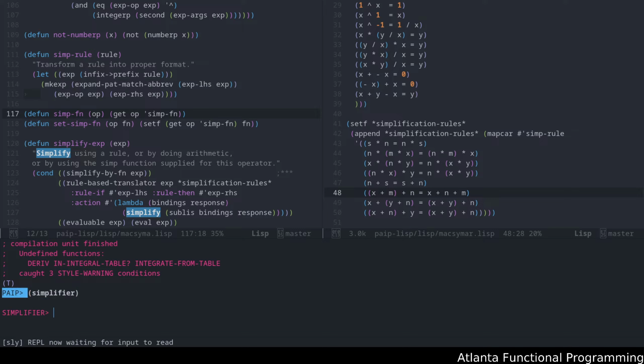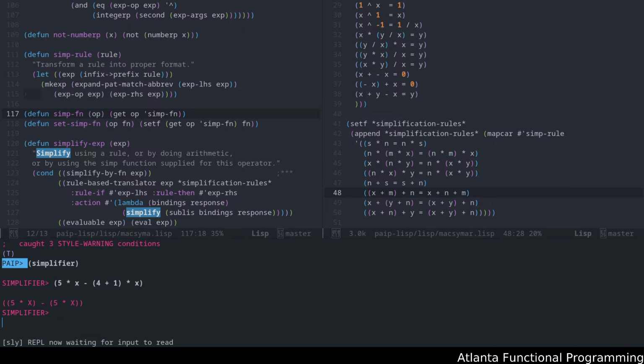Okay, and now let's do this again. Let's try 5 times x minus 4 plus 1 times x. Okay, so it still isn't doing it. We're going to have to fix this simplification rule. Let's see how it did it, because it should have evaluated this as being 5 times x minus 5 times x. And it's not.